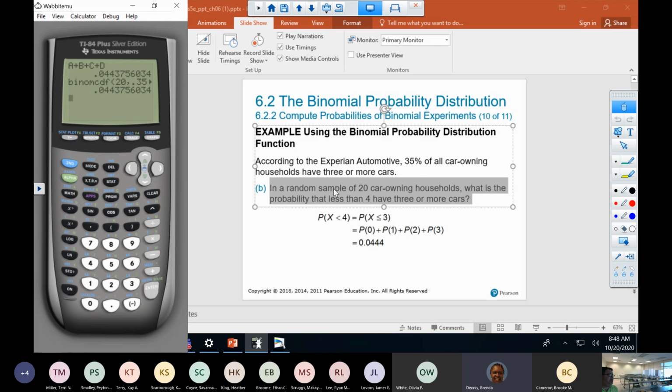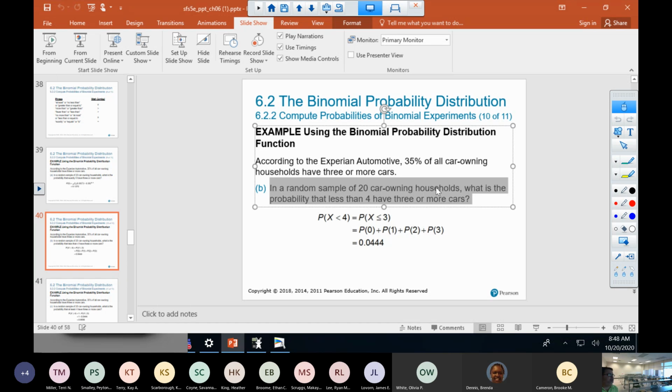So what do we say? In a random sample of 20 households, 20 homes, there is a 4% chance that less than 4 households have 3 cars.